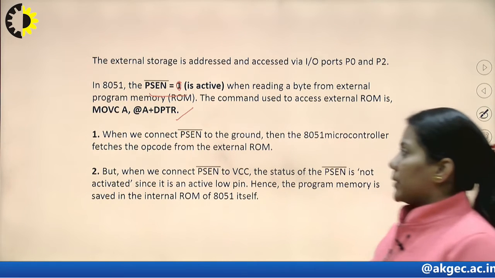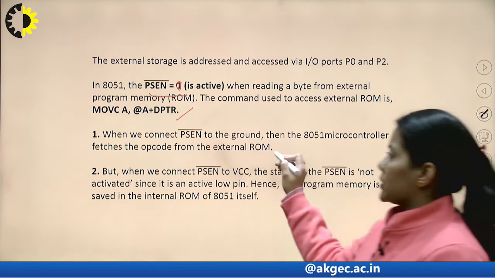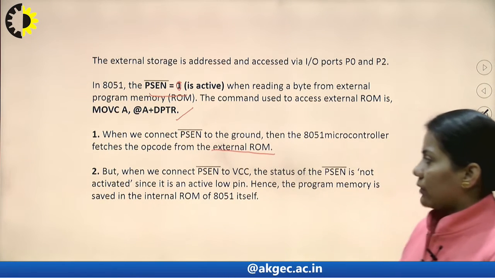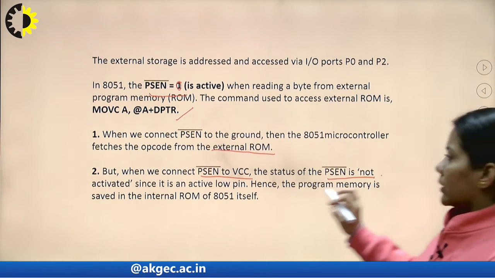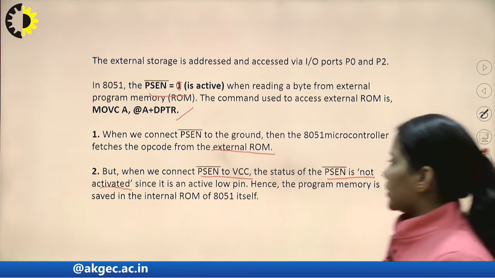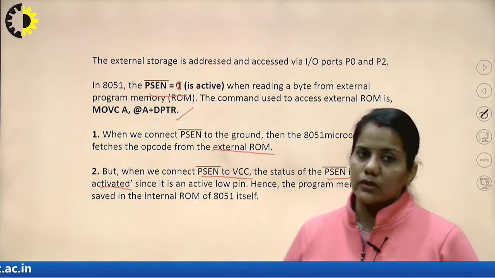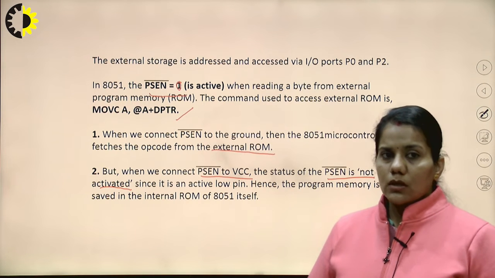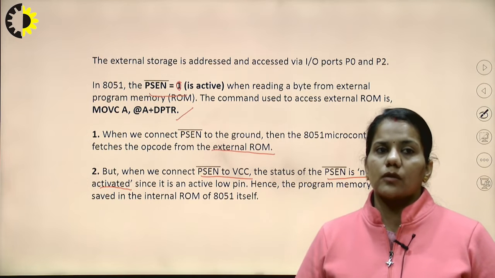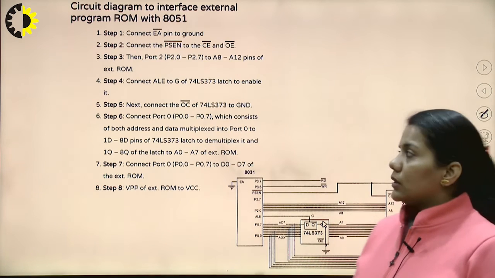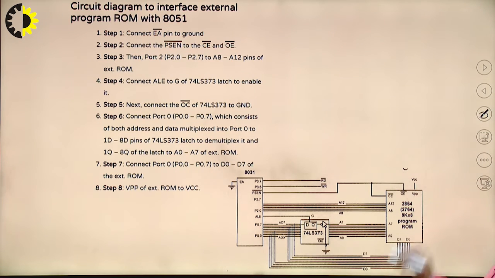When we connect PSEN to the ground, the 8051 microcontroller fetches the opcode from the external ROM. But when we connect PSEN to VCC, the PSEN is not activated, since it is an active low pin. Hence, the program memory is taken from the internal ROM of the 8051 itself. So in this way, using PSEN, we can select or deselect the external program memory. This is the circuit diagram to interface external program ROM with 8051.